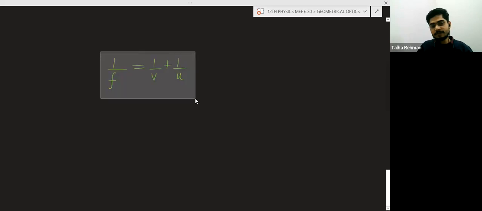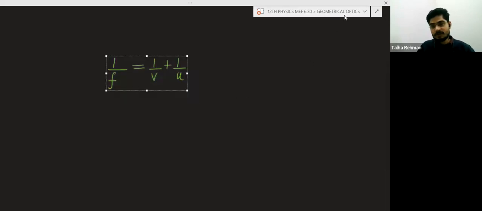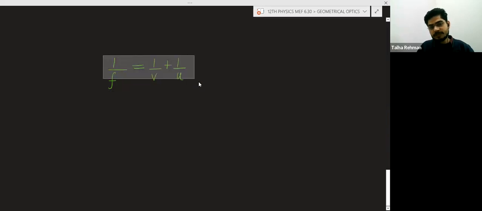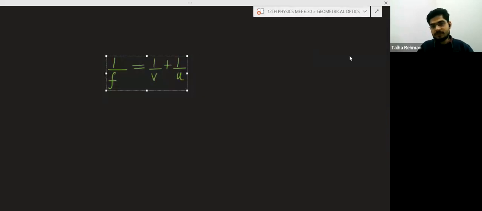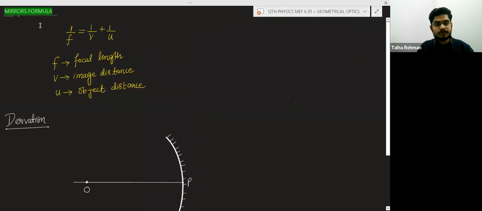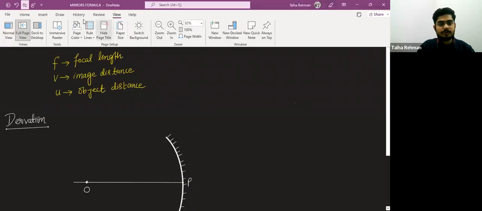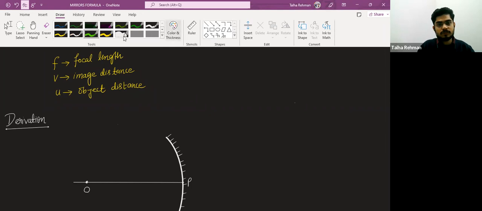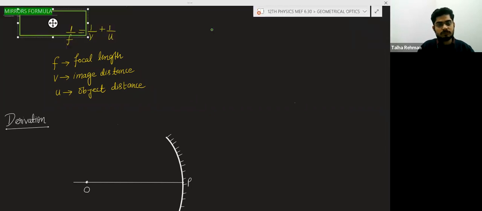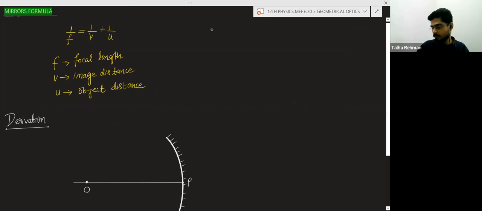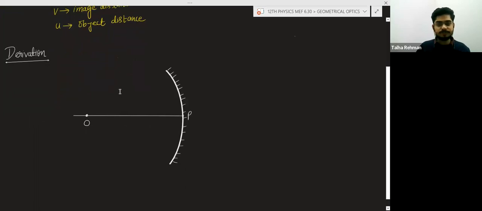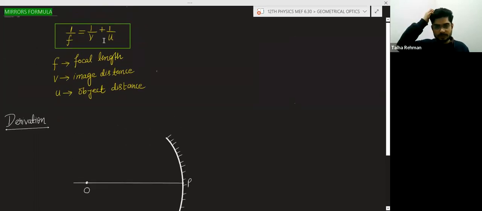But today we will derive this formula, how this formula comes. In 10th class, you have only this formula, not the derivation. So this is the mirror formula: focal length, image distance, object distance. Now we will do the derivation, how this will come.